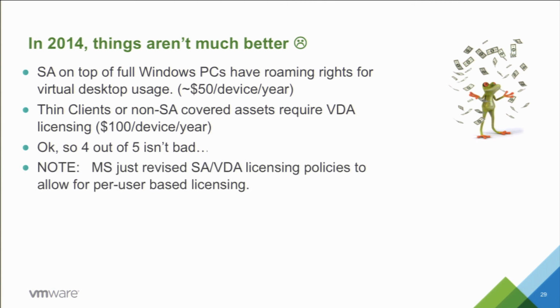Now, Microsoft just changed that. They just revised their SA VDA licensing so that they now allow per user-based licensing models. So I encourage you, if you haven't taken notice of this, it happened about a week or two ago. Microsoft just released a new model for Windows 8.1 licensing that now supports per user-based licensing. So this is going to change the economics of how VDI is done. So 4 out of 5 things that are better in 2014 is not so bad. This one still, unfortunately, is kind of expensive.